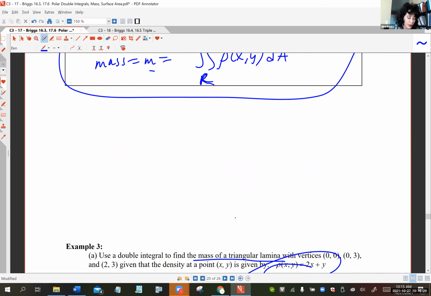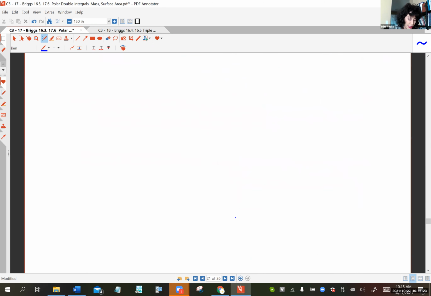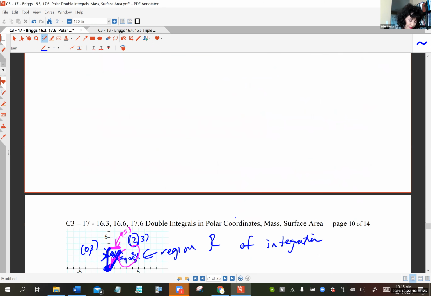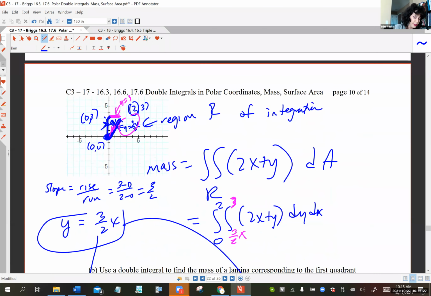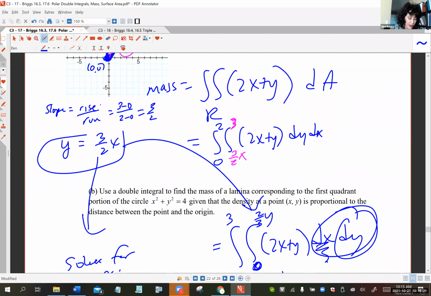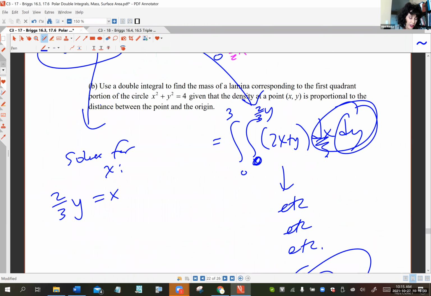And I did an example last time. It was very wonderful, so I'm not going to do that one all over again. It was over a triangular region in 2D, and we figured out the mass for that. So the other example we're going to do is right here.